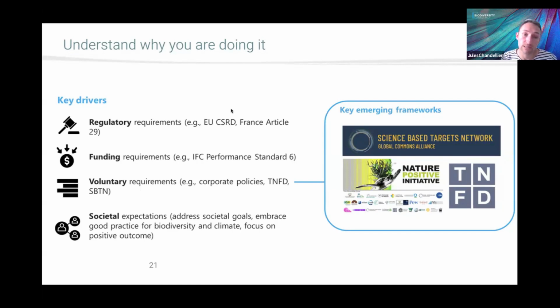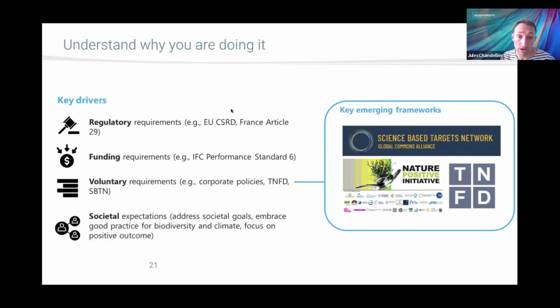So here I've put IFC Performance Standard 6, which is one of the international good practices on biodiversity developed by the IFC, which is the private financing branch of the World Bank. For instance, if you want to get access to funding through the World Bank, then your project needs to align with these performance standards. So this is another reason why you would want to take these biodiversity questions into account in your business.